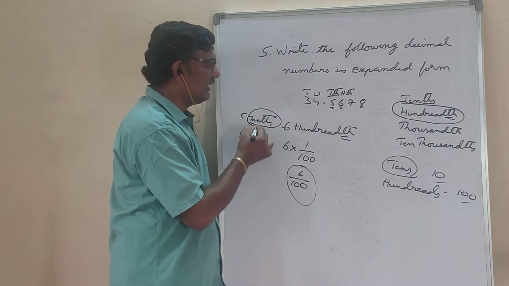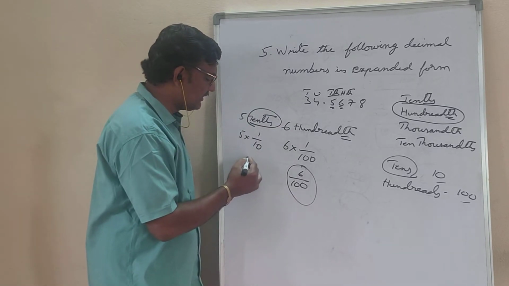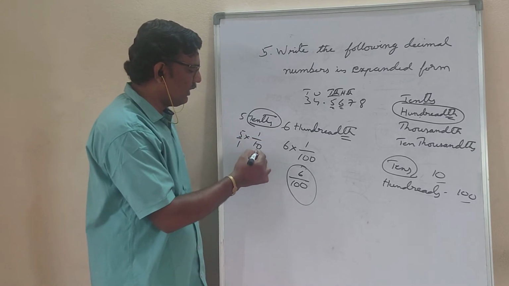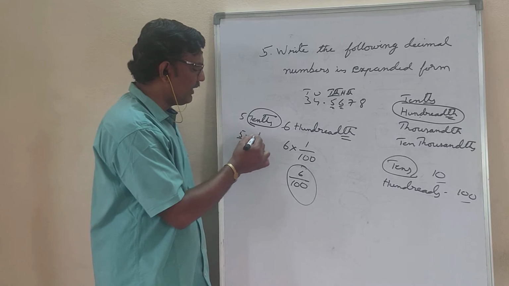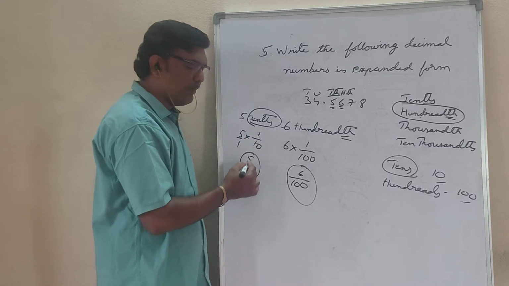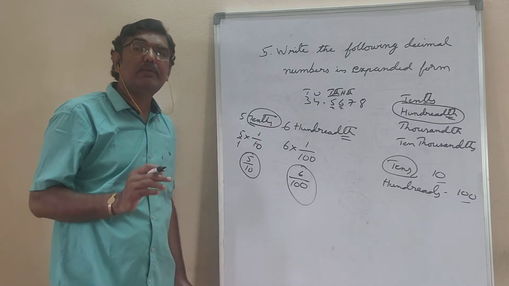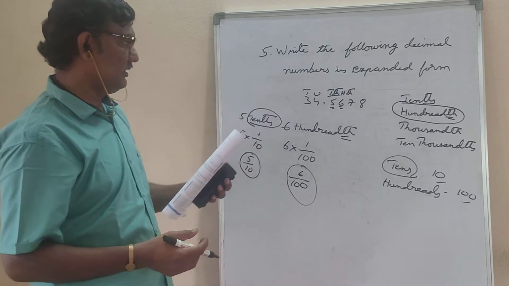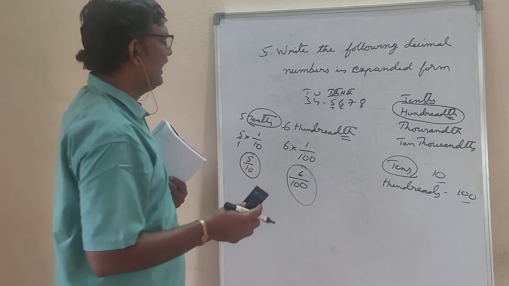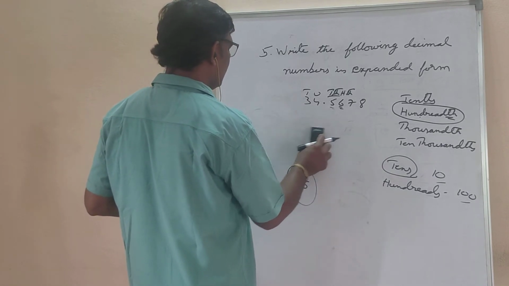10th means 1 by 10. 5 into 1 by 10 is nothing but, as I already said about multiplication, 5 by 1 into 1 by 10. Numerator into numerator, denominator into denominator: 5 by 10. So what is 5 by 10? It is the place value of 5. Like 7 is 7 by 1000, 8 is 8 by 10,000. Like that. Now, the question is not completed.